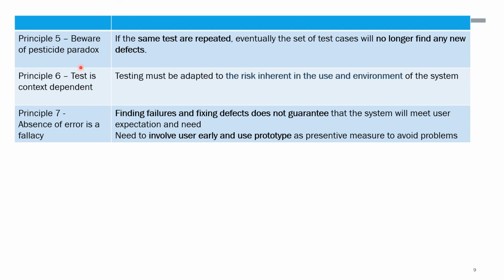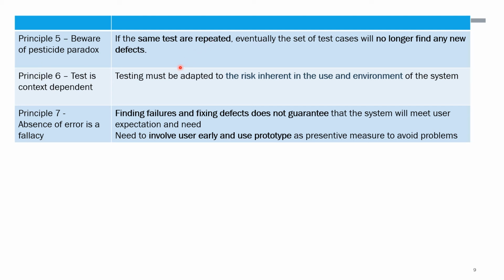Principle 5, beware of the pesticide paradox. What that means is, for those who are used to using pesticides on their plants to kill bugs and insects, after quite some time, the insects and bugs are immune to the pesticide already. Okay, racun perosak. So the same goes with testing.